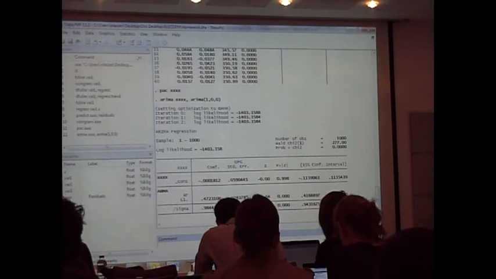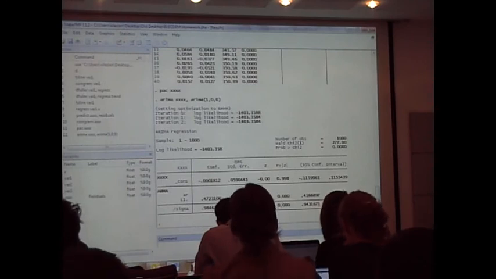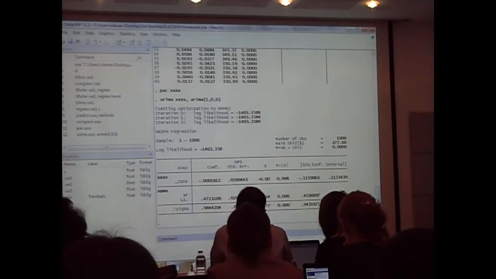What do we want to do now? So it looks like we have an autoregressive process here. What do we want to do next? Predict the residuals? Yeah.